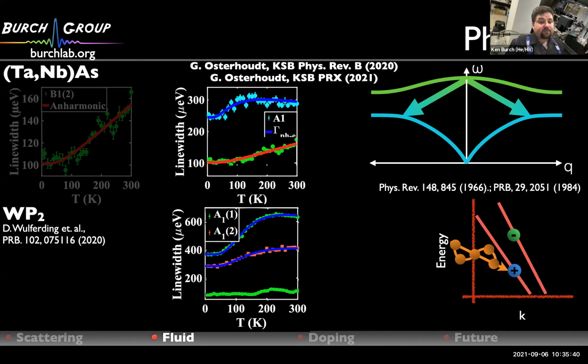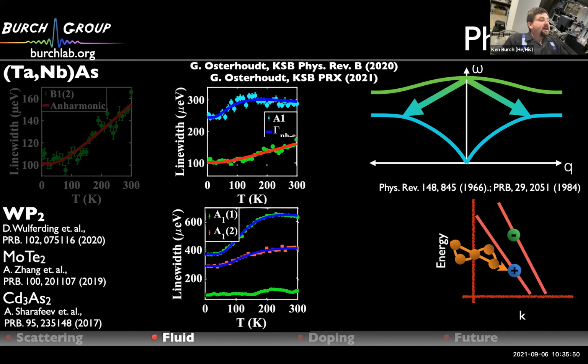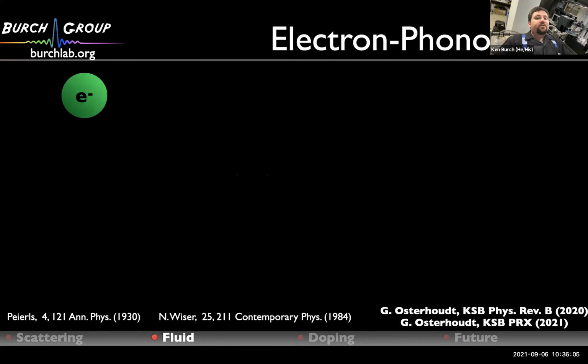They have a slightly different interpretation, which I think is wrong, but their data looks exactly like ours. Okay, this has also been seen by yet another group in MoTe2 and as well in cadmium arsenide. So this seems to be ubiquitous in all these different topological semimetals that all have these large triple R ratios, that you have this strong phonon-electron scattering. So the question is, what's going on here?